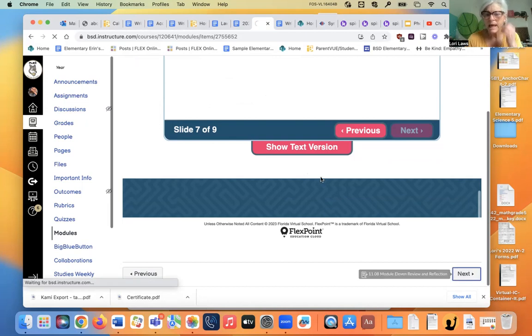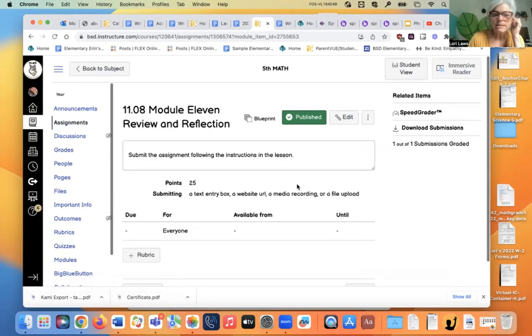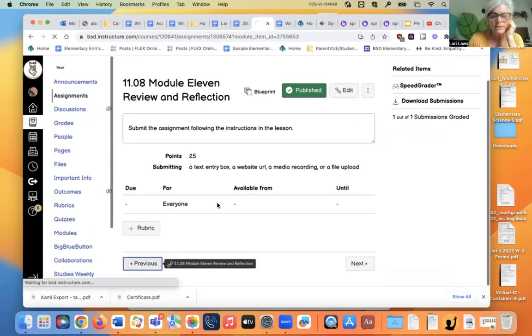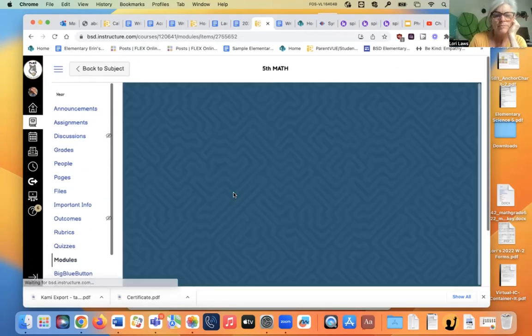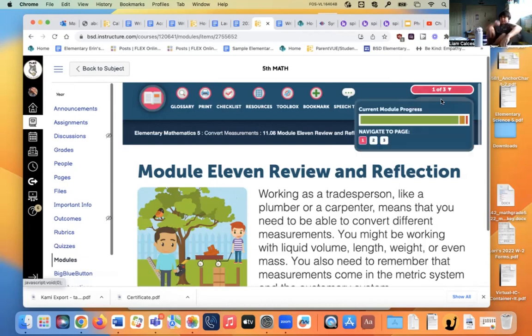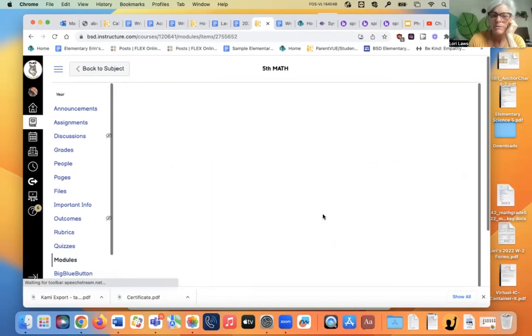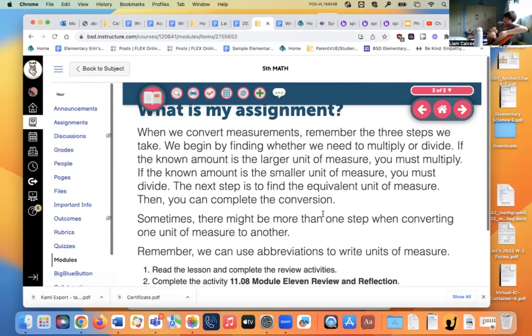All right, friends, the last page of this says, submit the assignment following the instructions. Oh, wait a minute. Go back to previous. I clicked on the wrong thing. Sorry. Page 3. There we go. Page 3. Page 3. What is my assignment?